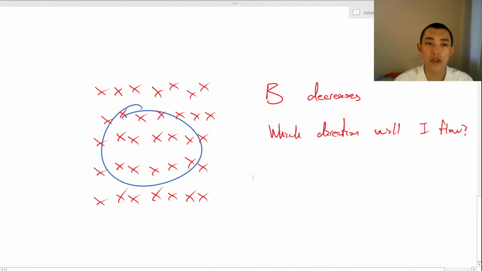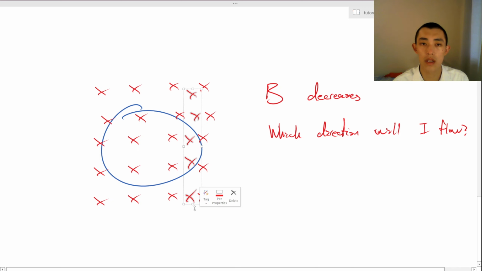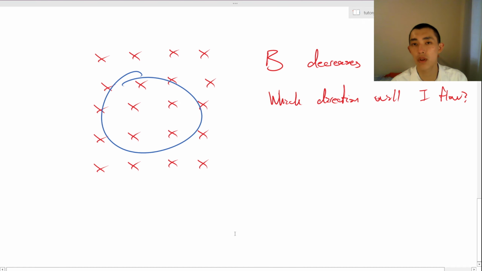So let's have a look at the first question, which is the magnetic field strength decreases, and you're asked to figure out which direction the current will flow. So let's say that we reduce the magnetic field strength. We get rid of some of this. The question now is, which direction will the current flow, clockwise or anti-clockwise? How can we figure that out?